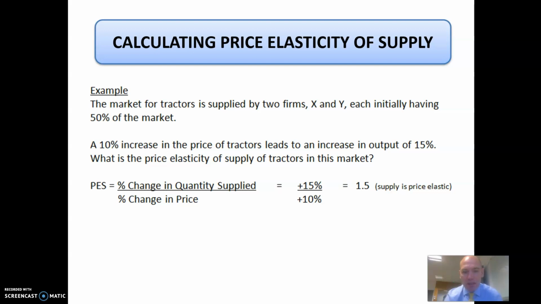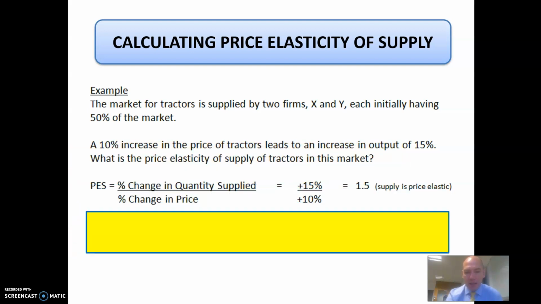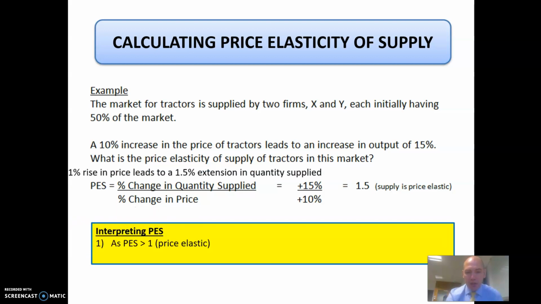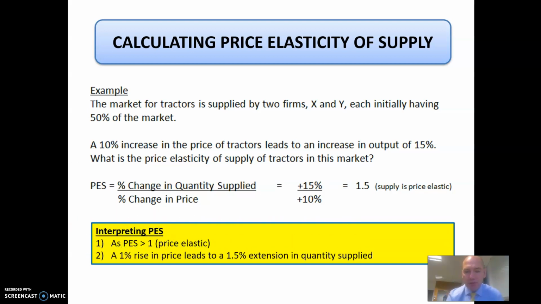Well, a 10% rise in price, put 10% on the bottom, led to an increase in the supply of tractors. So a positive over a positive is going to give us a positive value. 15 over 10 is 1.5. It is greater than 1. Supply is price elastic. And if we want to look at interpreting that value, if a 1% rise in price leads to a 1.5% increase in quantity supplied. Just make sure that you are able to interpret those figures.